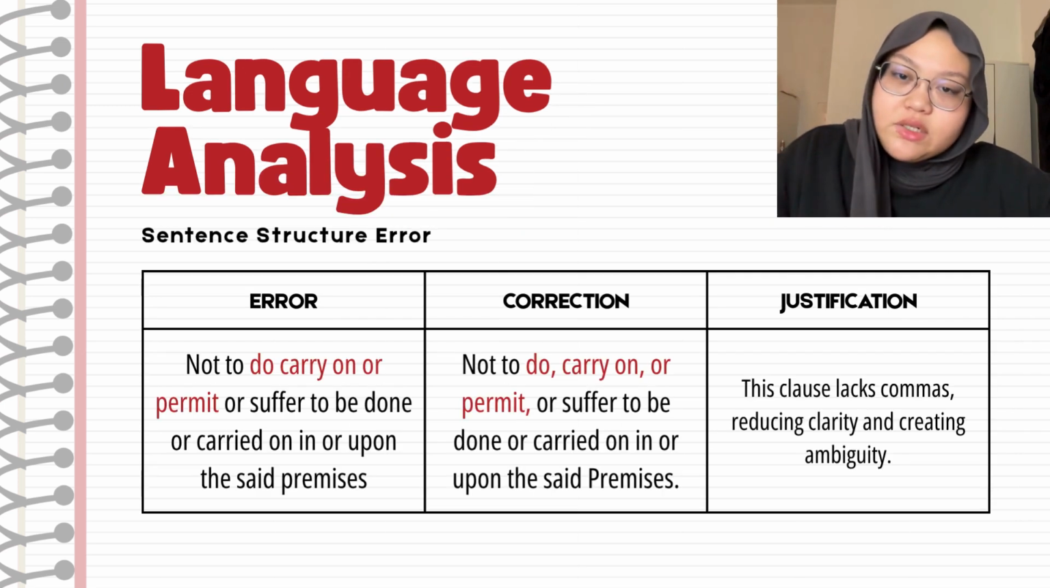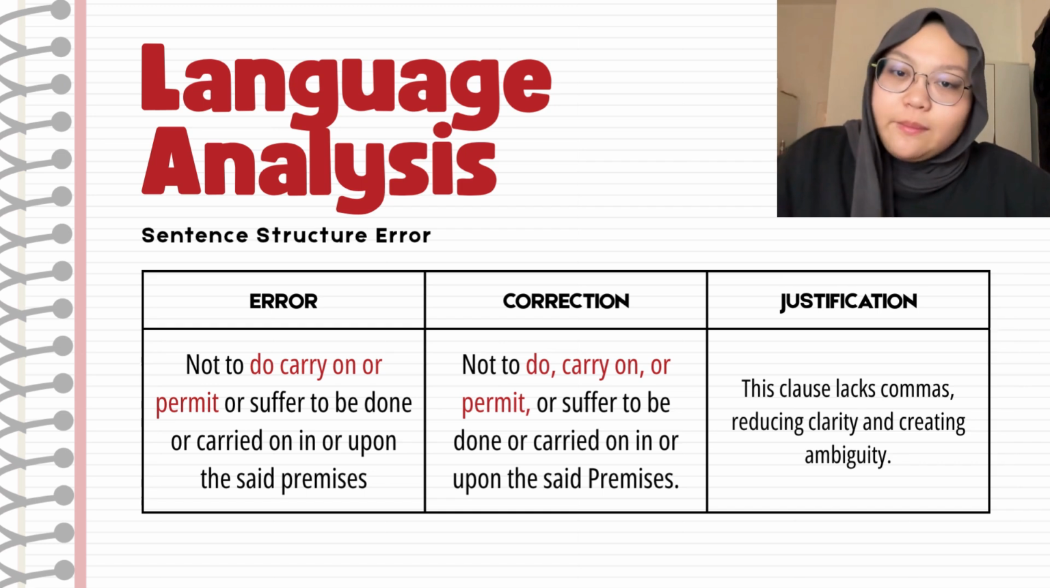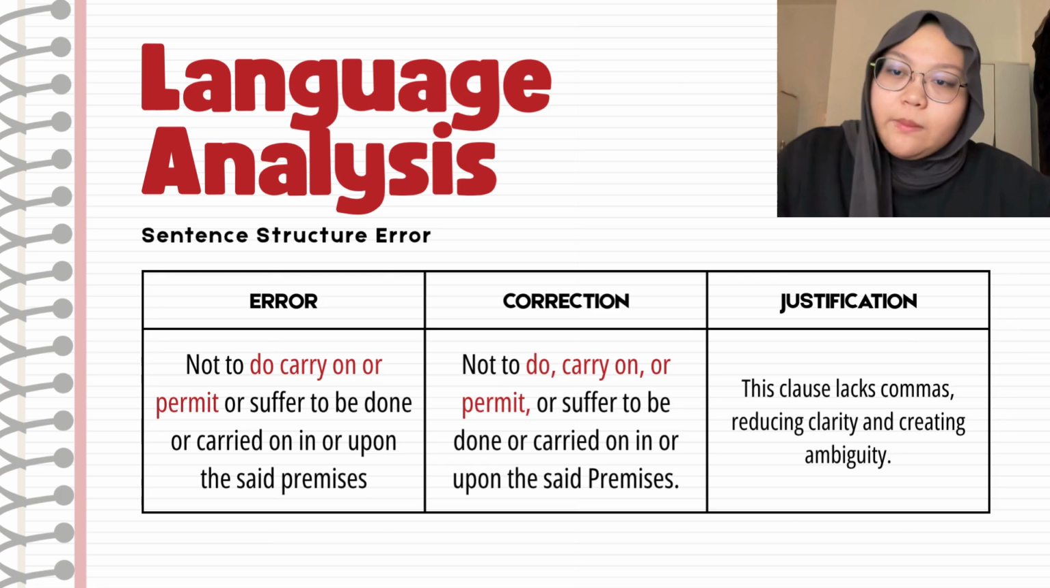The final language issue is sentence structure. The clause "not to do, carry on, or permit, or suppose, or suffer to be done" lacks commas between the coordinated verbs. The corrected version separates the verbs properly with commas. This improves readability and prevents ambiguity because each action is clearly distinguished from the others. Proper sentence structure is especially important in legal documents because obligations must be stated precisely.